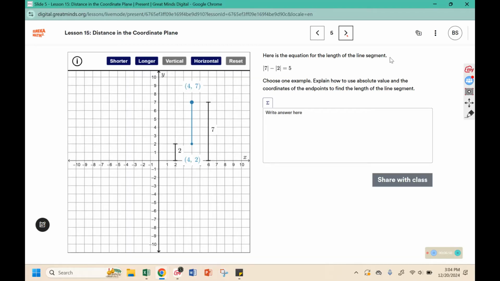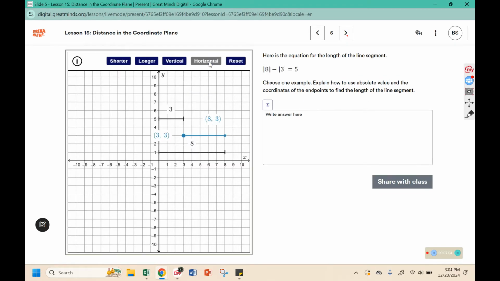Here's the equation for the length of the line segment. It says the absolute value of 7 minus the absolute value of 2 is 5. Choose one example. Explain how you use absolute value and the coordinates of the endpoints to find the length of the line segment. Well, let's look at a horizontal example.